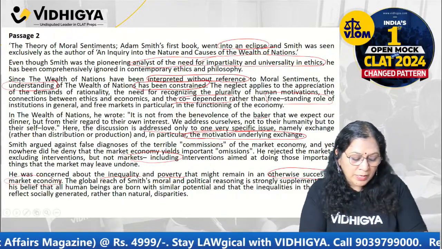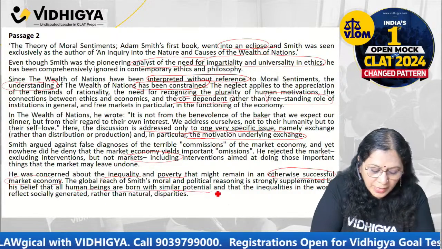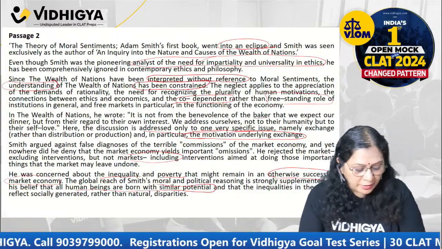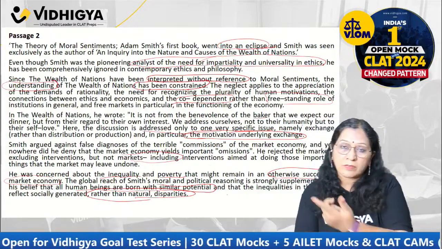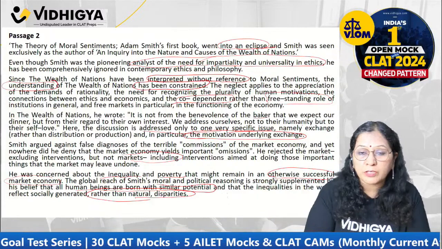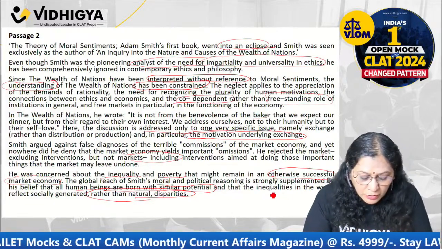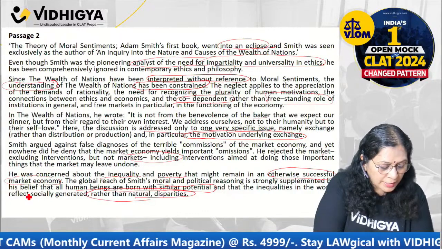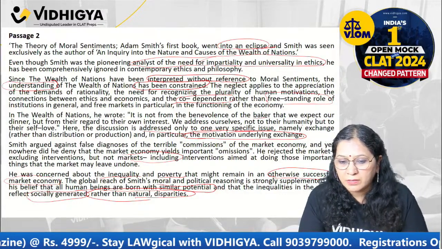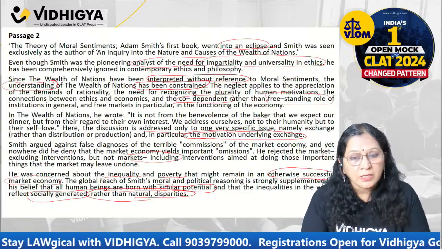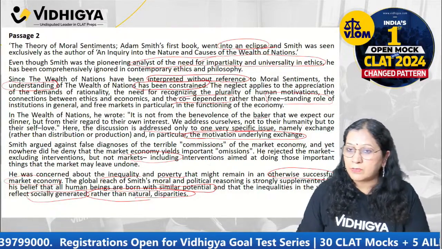The global reach of Smith's moral and political reasoning is strongly supplemented by his belief that all human beings are born with similar potential and that the inequalities in the world reflect socially generated rather than natural disparities. So it is not that with inequality, that person is not good and this person of the higher class is very good. No, it is not that those who are rich are very good and those who are poor are not good and have no potential. That does not happen. He said that almost all are born with similar potential, they can do it. So then what is missing? There is something that is socially generated. It is not a natural disparity. Disparity means an inequality. So it is not natural, that from birth there is some problem. No, there can be social interaction, socially generated reasons for the disparity. That was what he said.